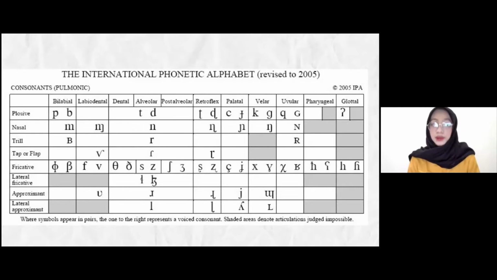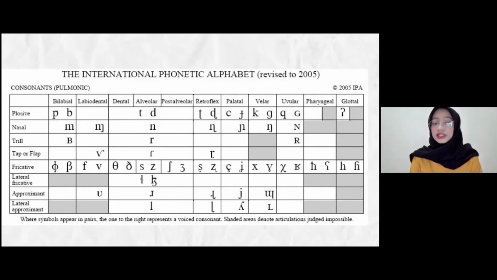Pa, apa, ba, aba, ma, ama, pha, apha, va, ava. Okay, after that are the labiodental consonants. Ma, ama, va, ava, fa, afa, wa, awa.